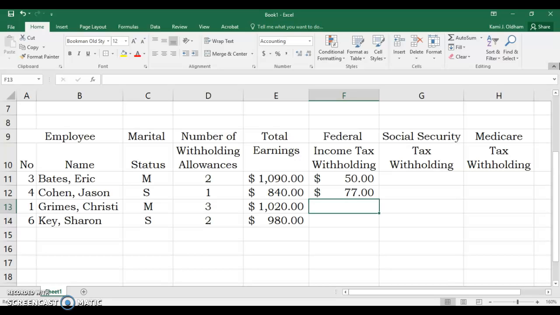We go ahead and we calculate for the next 2. We have a married and a single one, and we're going to look at them, and they're going to be 31 and then 79.